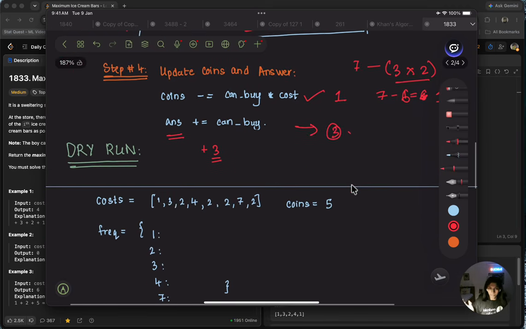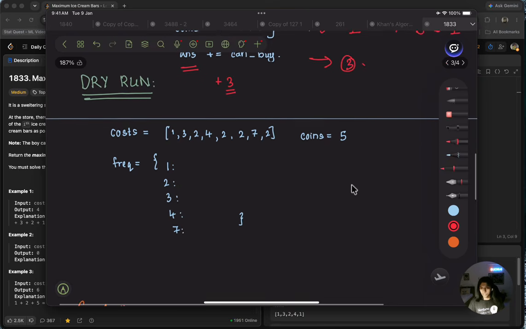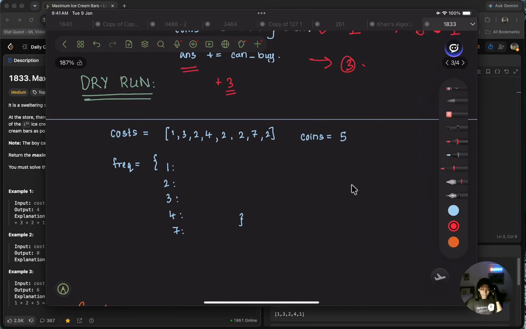Okay. So I think that's very understandable. This is a simple problem actually, but let's go through a dry run to remember the way we're going to solve the problem. So let's form our frequency array over here. For the cost of 1, I have only 1 ice cream. For the cost of 3, I have 1 ice cream. And for the cost of 2, I have 4 ice creams that cost me 2 rupees each. So I want to add 4. And then for 4, I have only 1 ice cream. And then we have 7, we have 1 ice cream. And we have 5 coins.